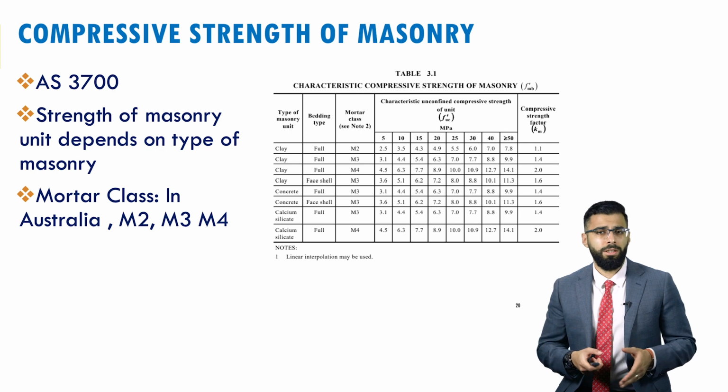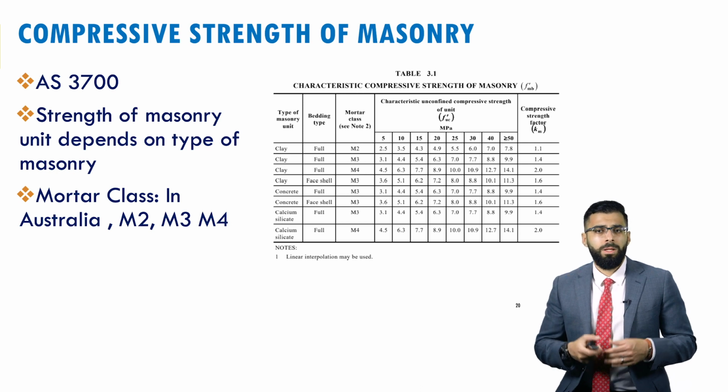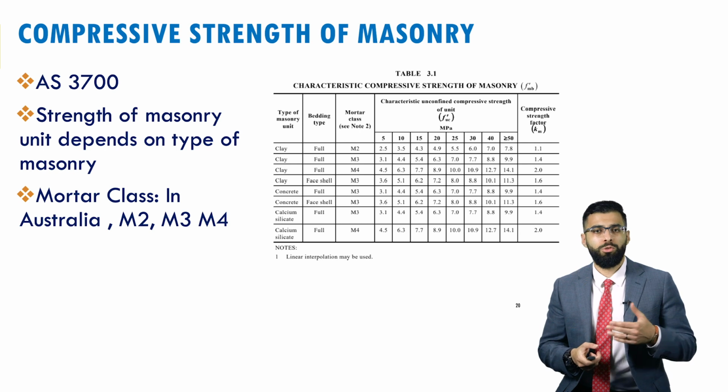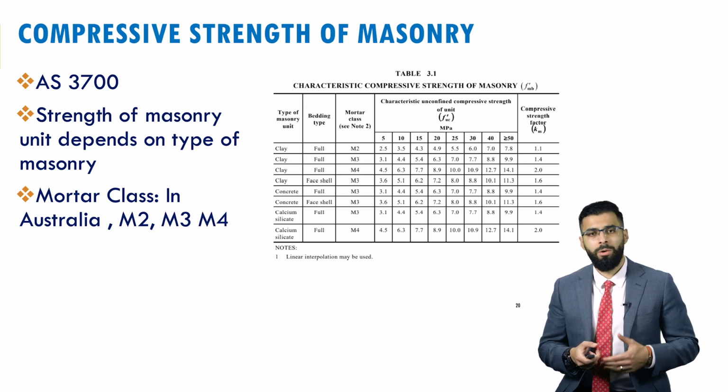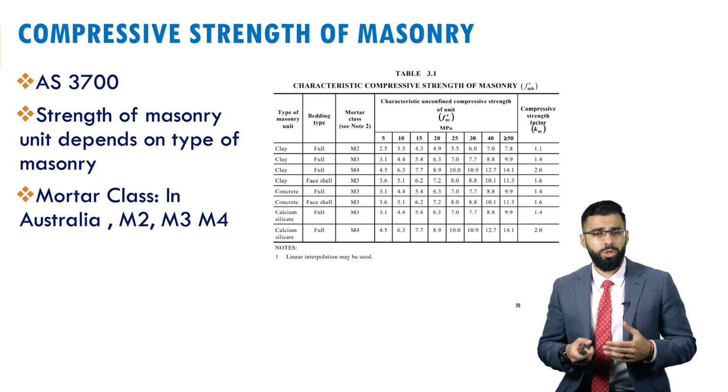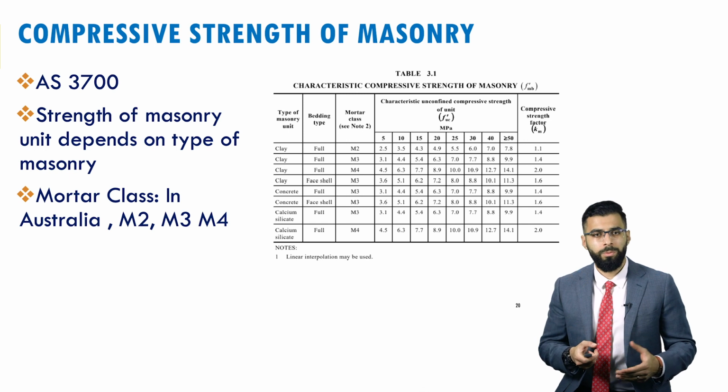AS 3700 gives us guidelines, especially for the structural engineer, when it comes to the design of a masonry structure. Table 3.1, which you see in front of you on this screen, gives the strength of the masonry unit. It does that by looking at the type of the masonry that's used, depending on the material of the individual units, clay, concrete, etc. It also lists the strength subject to the bedding type.